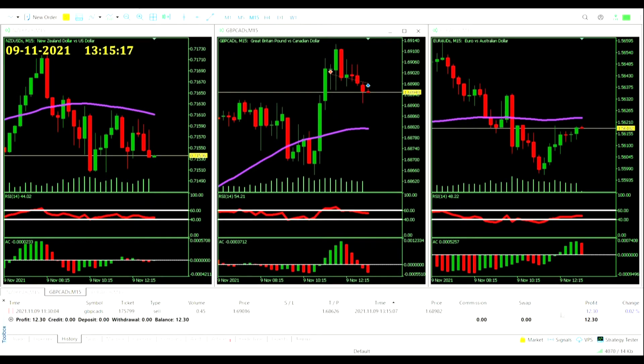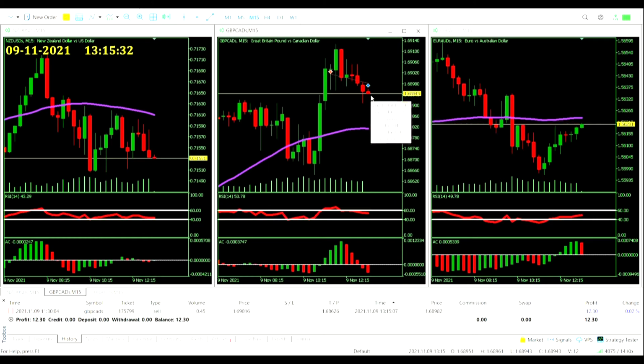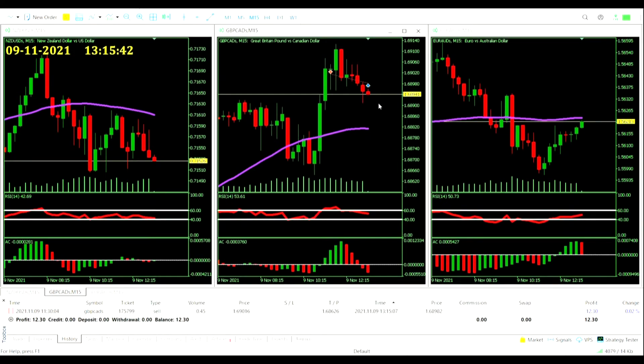Not a big win, but $12.30. Certainly quite nice in the end. It looked like it was going to go poorly right at the beginning. You saw this push here. Makes you nervous, but it returned almost immediately, ranged off for a bit, and then eventually we do get to take profit. Still waiting for any other signals.